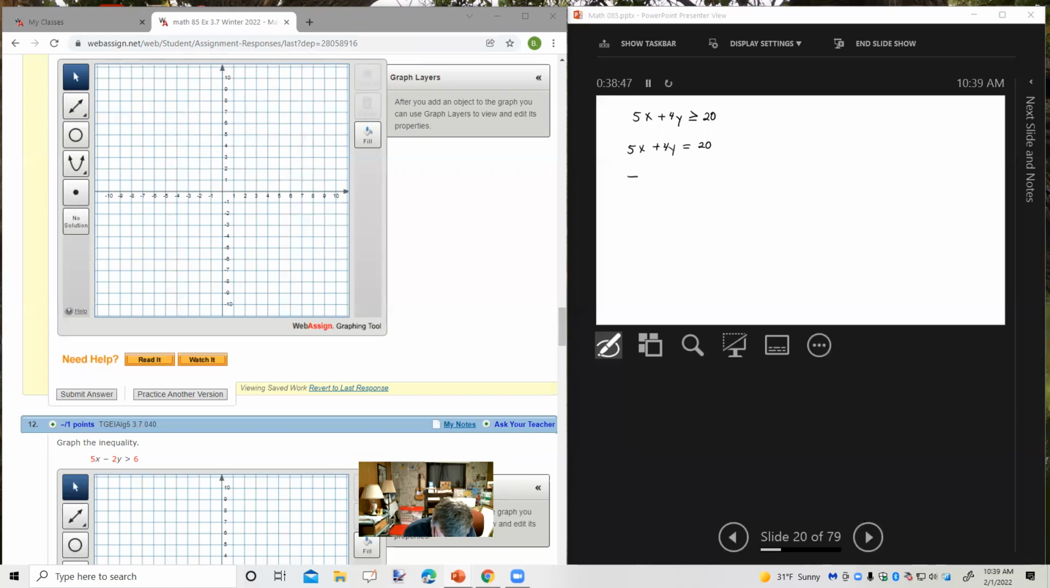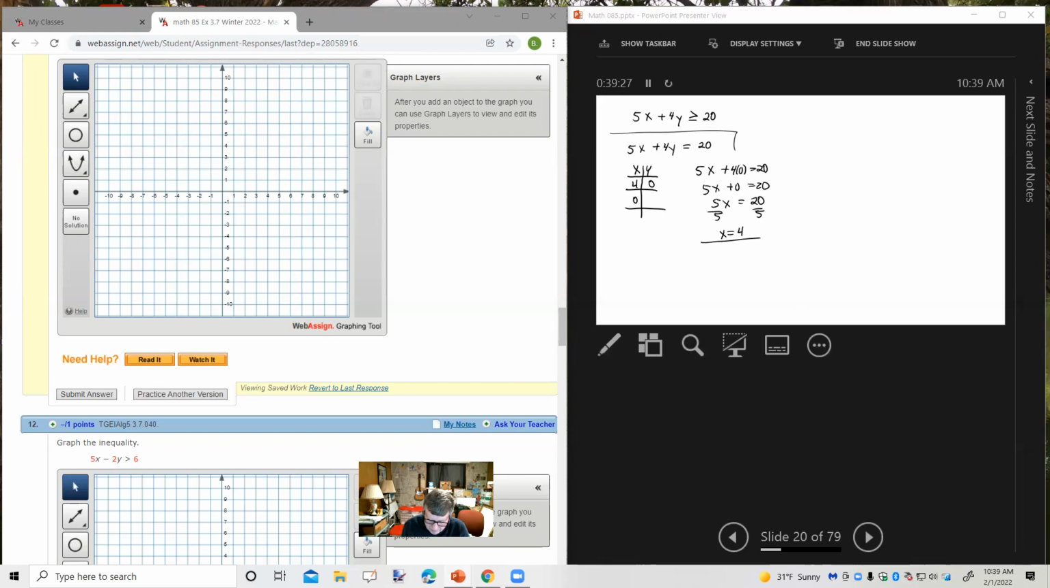Again, I can choose other points, but I'm going to go ahead and use x and y intercepts. So again, I'm dealing with this equation. If y is 0, I get 5x plus 4 times 0 equals 20. 5x plus 0 equals 20. 5x equals 20. Dividing both sides by 5, I get x equals 4. So the x-intercept is at 4, 0.